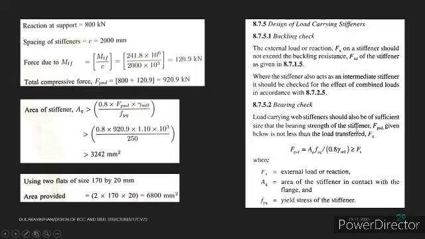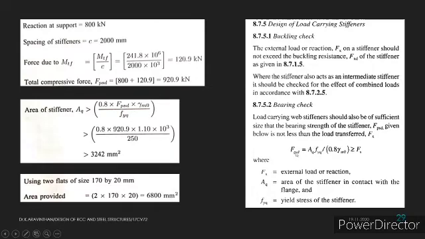So this is the bearing strength of the stiffener, F psd, that is the design bearing strength of the stiffener, given below, is not less than the load transfer, which is F x. So it should not be below this. So what is the equation? It is Aq Fyq. Aq is the area of the stiffeners in contact with the flange. Required Aq, the area of the bearing stiffener.